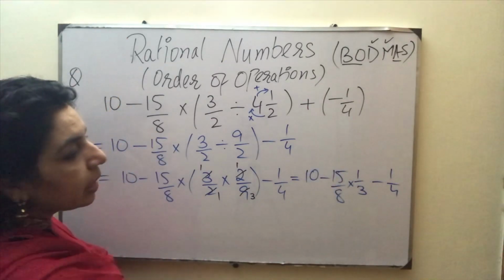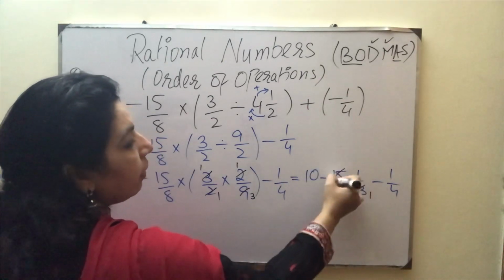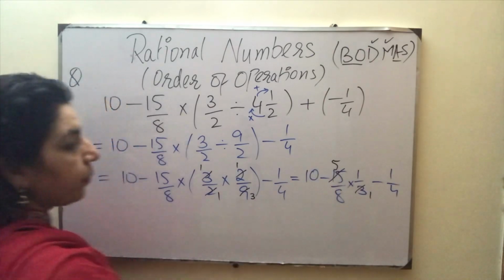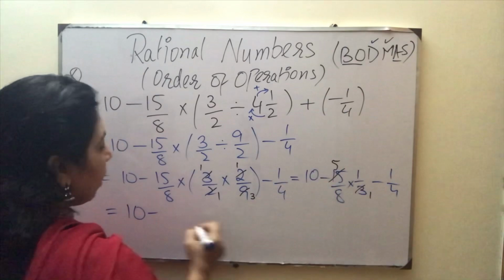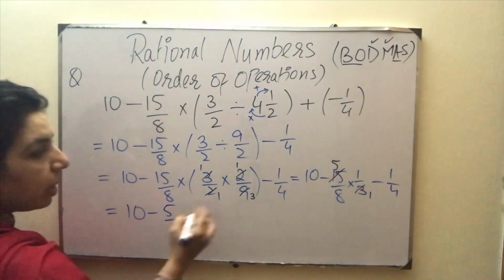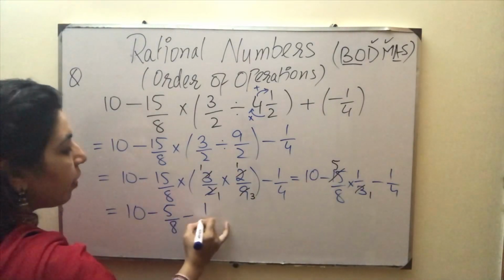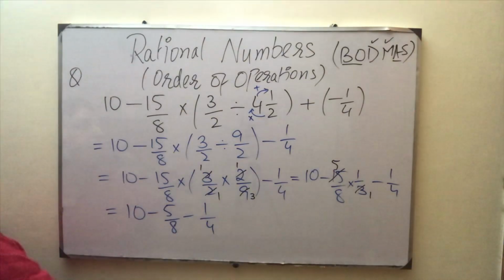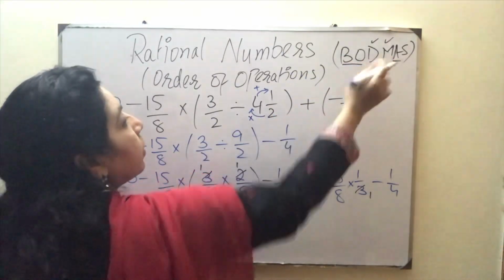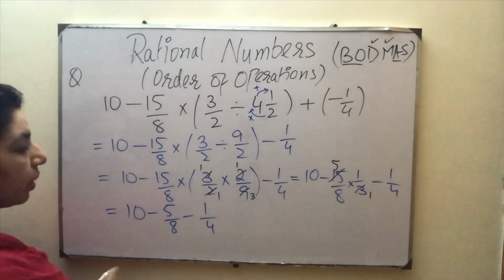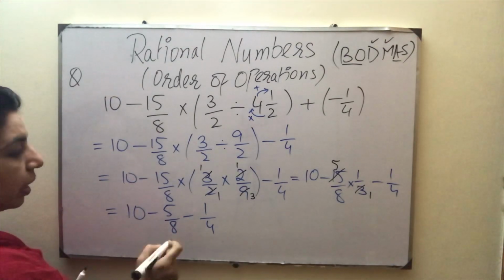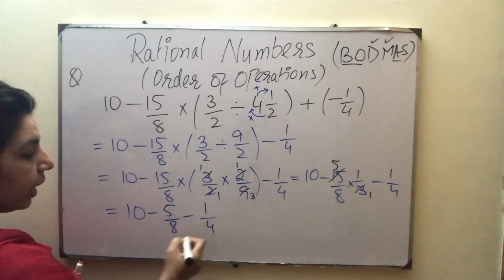Until I complete this multiplication, I will not do the addition and subtraction. So here I can see another cancellation, 5 times 15. Now I have 10 minus 5 multiply 1 is 5 over 8 multiply 1 is 8 minus 1 by 4. After opening the brackets, after division and multiplication, I have to take the LCM because I am going to add and subtract. The LCM of 4 and 8 is 8.